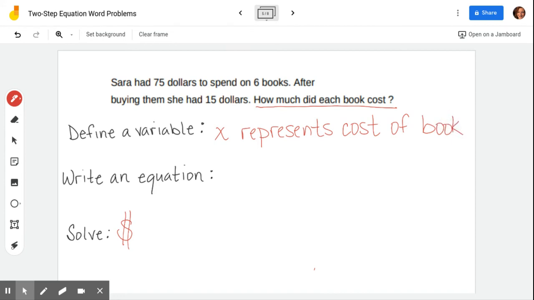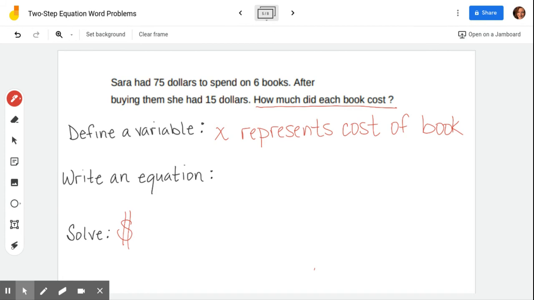Okay. Going back into the problem to try to get all those specifics. Sarah had $75 to spend on 6 books. That doesn't really tell me yet if I'm adding or subtracting. So let's hold off on writing anything down. After buying them, she had $15.